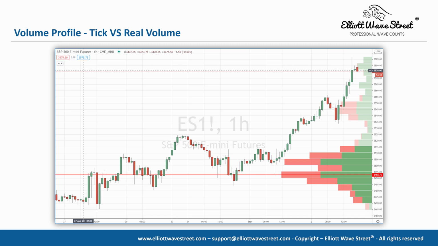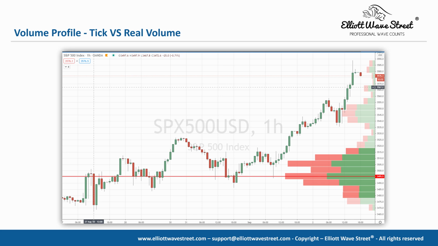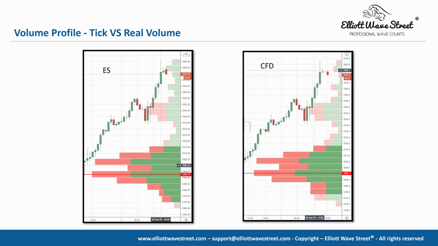This is the S&P, and again, you can use this on any market. This is the ES connected to the exchange, to the CME with live data. And this one is the S&P, the CFD. So the CFD is not connected to the exchange, right? So if we compare the futures market connected to the exchange with the CFD, look, the profile is the same. Exactly the same, right? Exactly the same.